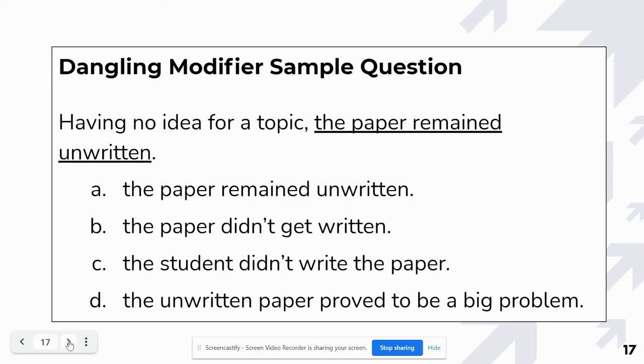Okay. So the dangling modifier sample question is, for some reason, one of those that students just don't see. When they look at a dangling modifier, it sounds okay to them. Having no idea for a topic, their paper remained unwritten. They don't see how this is a dangling modifier. It sounds like the paper has no idea for a topic.